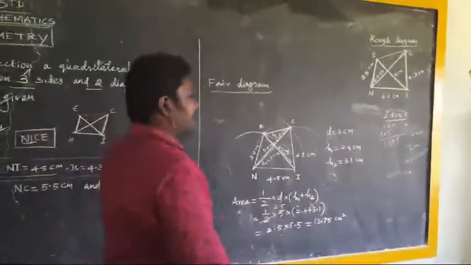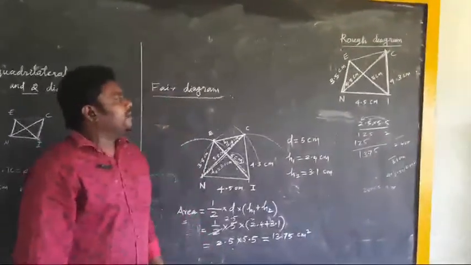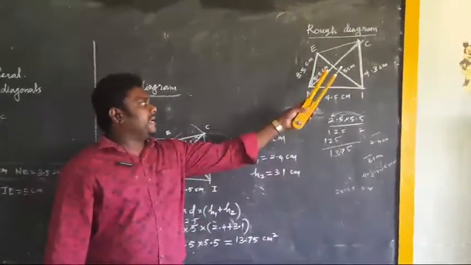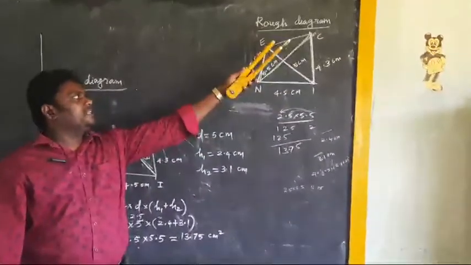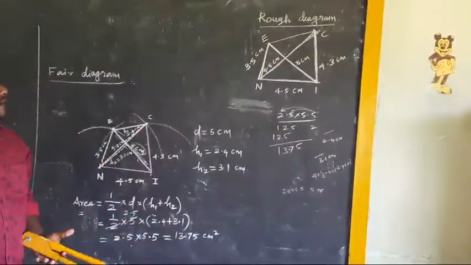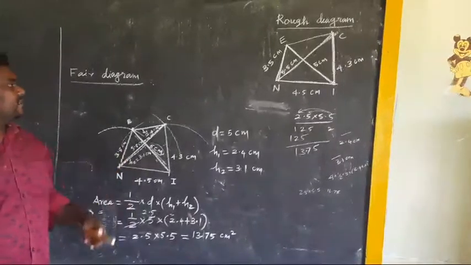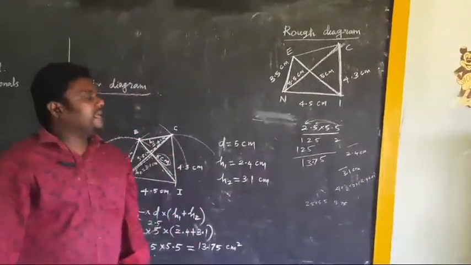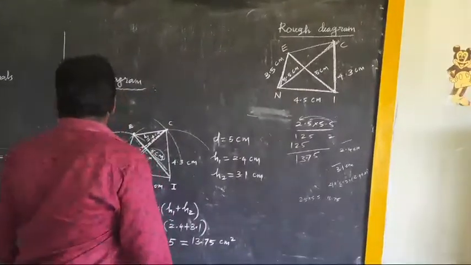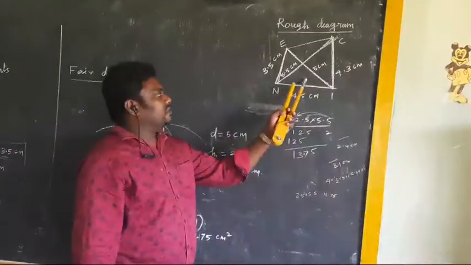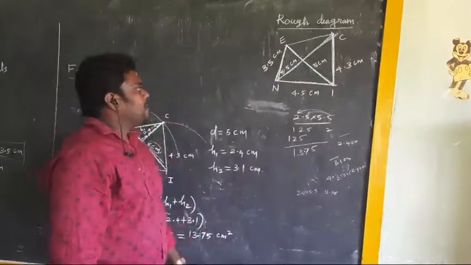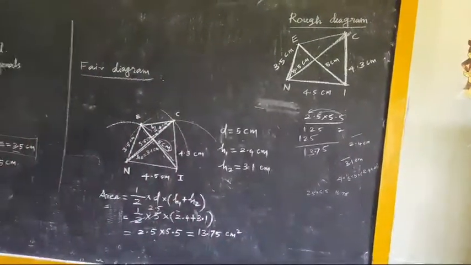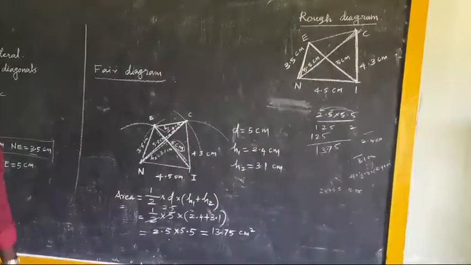Before we construct the quadrilateral, use a rough diagram. First you should draw the rough diagram, because with the rough diagram only we are going to construct the fair diagram. That's why we first draw the rough diagram. So by the given information, first I draw the rough diagram, and with it I first construct the sides.